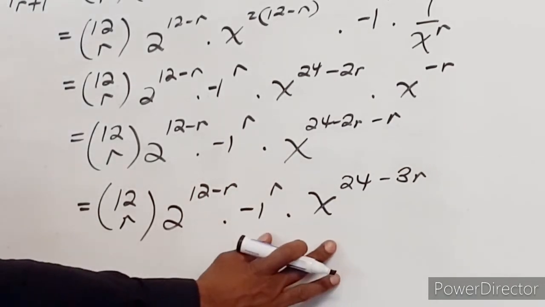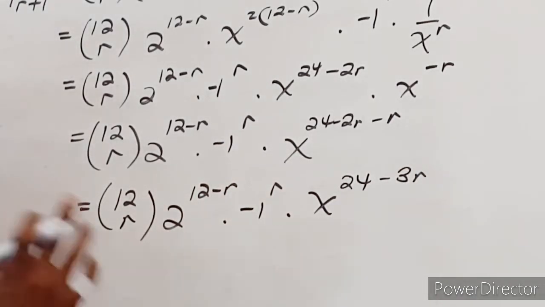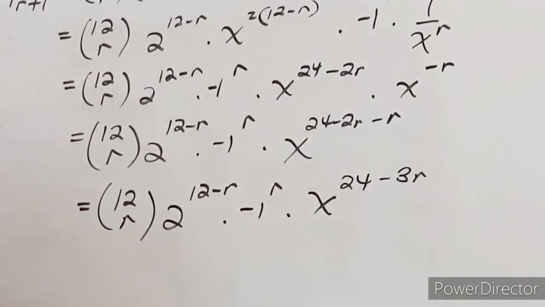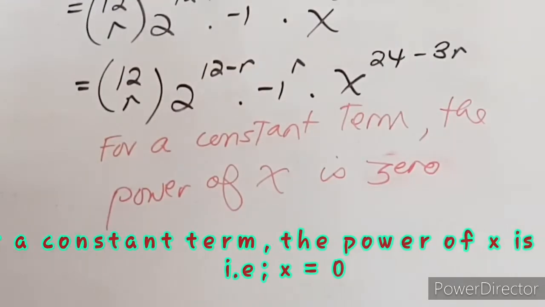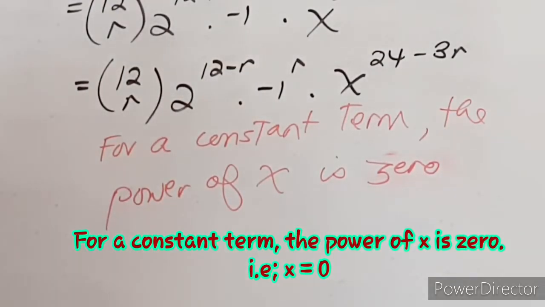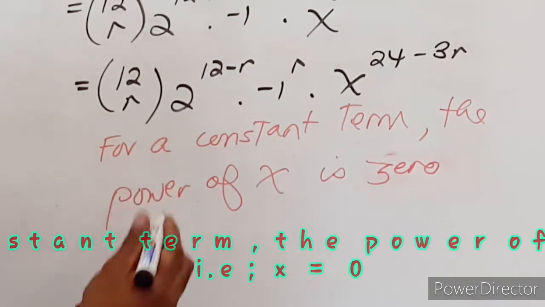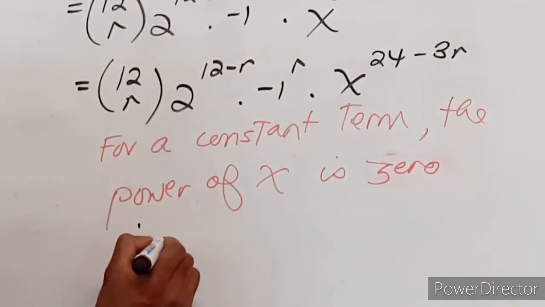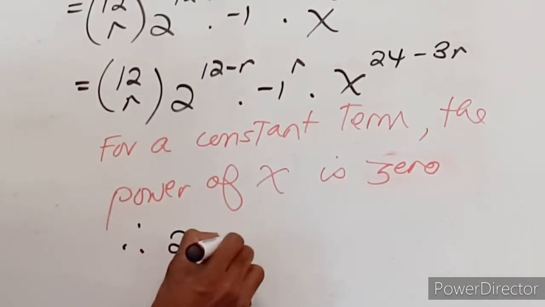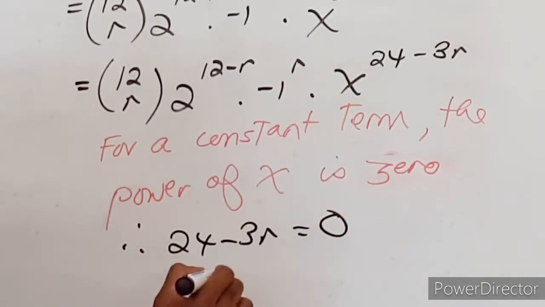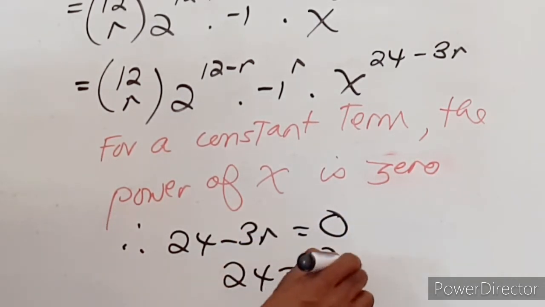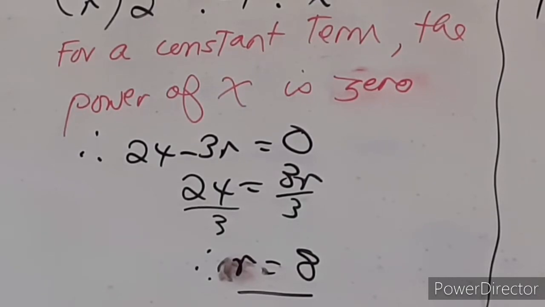Now, from here, you will not go anywhere. You will have to remember a statement that will help you to take the next step to solve. And the statement is, for a constant term, the power of x is 0. Based on this statement, I will now say, therefore, 24 minus 3r is equal to 0, and 24 is equal to 3r. I divide by 3 on both sides, and therefore r is now equal to 8.